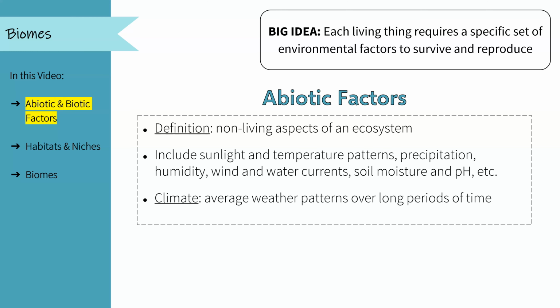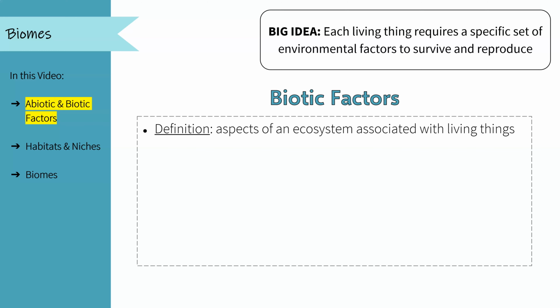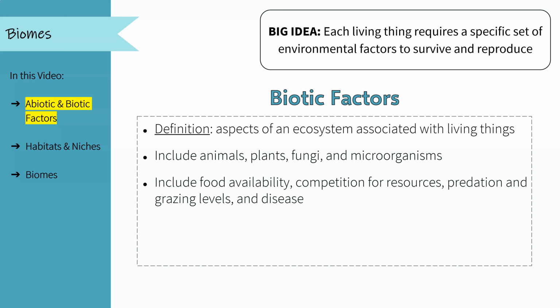Contrasted with abiotic factors are biotic factors. You can see that the prefix here, bio, is like biology, which means that it's about living things. So biotic factors are aspects of an ecosystem that are associated with living things. This includes the living things themselves, like animals, plants, fungi, and microorganisms, and also other aspects that are related but not directly living things. So this is like how much food is available, how much competition each organism experiences for resources, how much predation there is, how much grazing there is, and if there is disease.